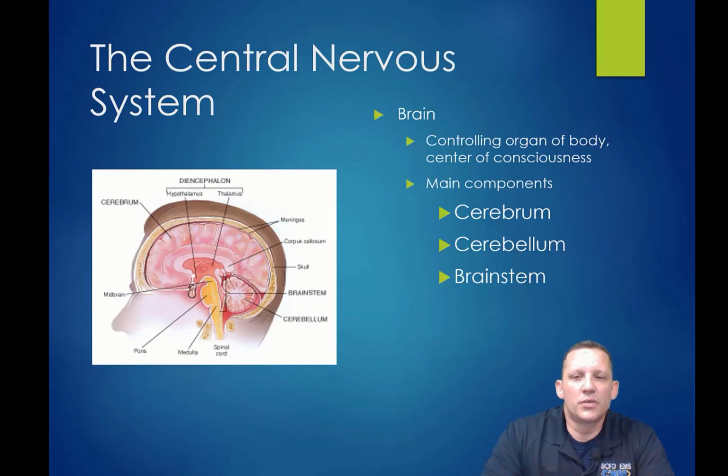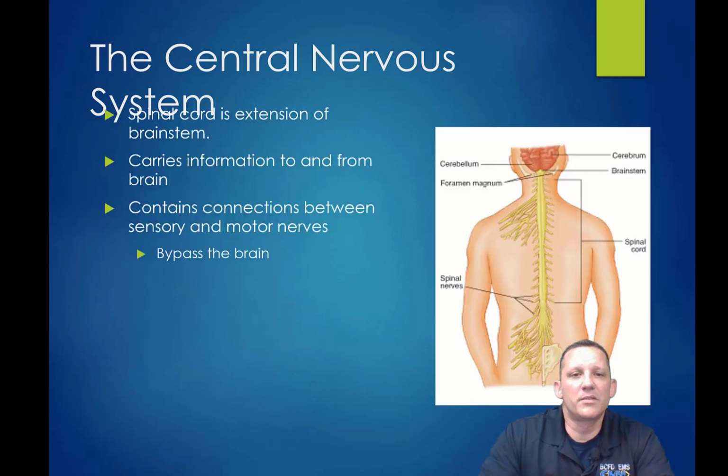So the brain is the controlling organ of the body, and it's the center of consciousness, and the main components of the brain are the cerebrum, the cerebellum, and the brainstem. The cerebrum being the frontal lobes, and then the cerebellum being towards the rear at the base of the skull, and then the brainstem exiting the skull into the actual spinal tract. The spinal cord is the extension of the brainstem.